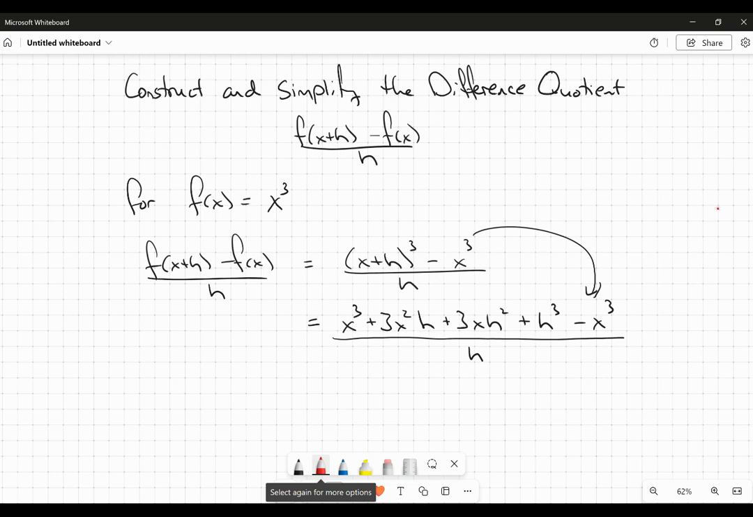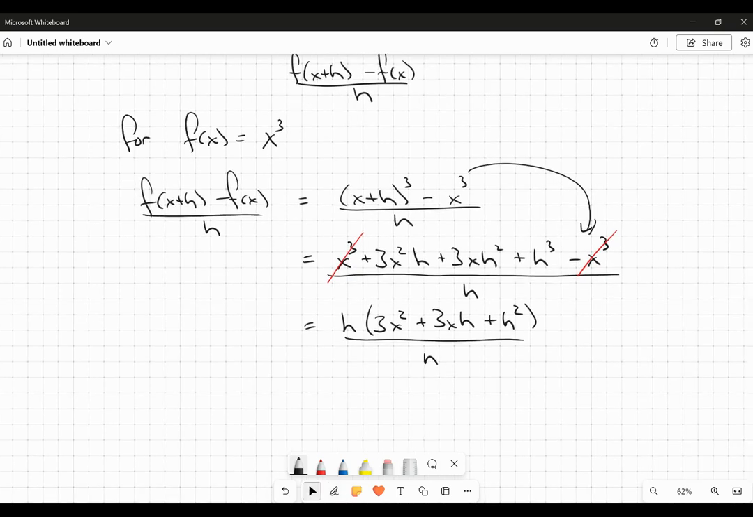Now, but notice what happens here immediately. I've got this x cubed and this negative x cubed, and they cancel. And what's significant about that is what you're left with is an expression in the numerator that has h as a factor. So I can take out the h, and I'm left with 3x squared plus 3xh plus h squared, and this is all over h. And then those h's cancel. This is the natural stopping point for us: 3x squared plus 3xh plus h squared. As soon as we've canceled out those h's, we're done.